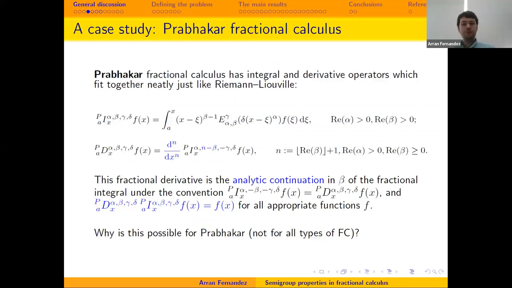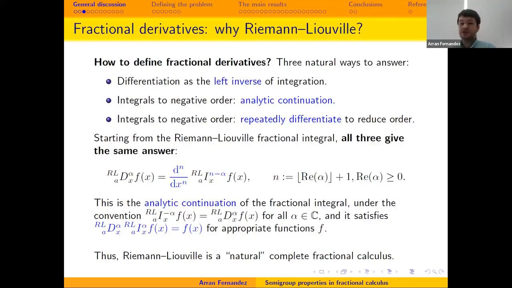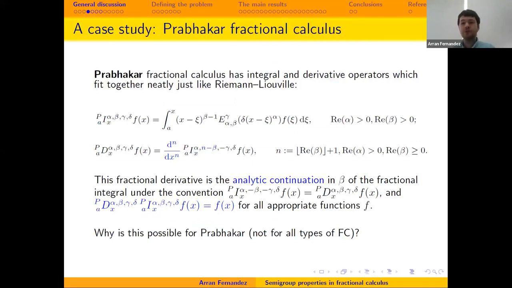Now I want to talk about Prabhakar fractional calculus, because we have explored what is special, what is nice about Riemann-Liouville, and Riemann-Liouville is not quite unique in this way. So let's look at some other types of fractional calculus. I want to focus on Prabhakar because it does have these nice properties like Riemann-Liouville. Here is the Prabhakar integral, as we defined already.